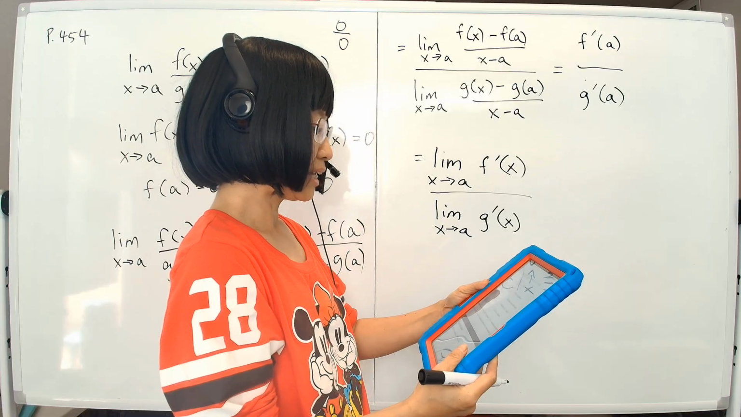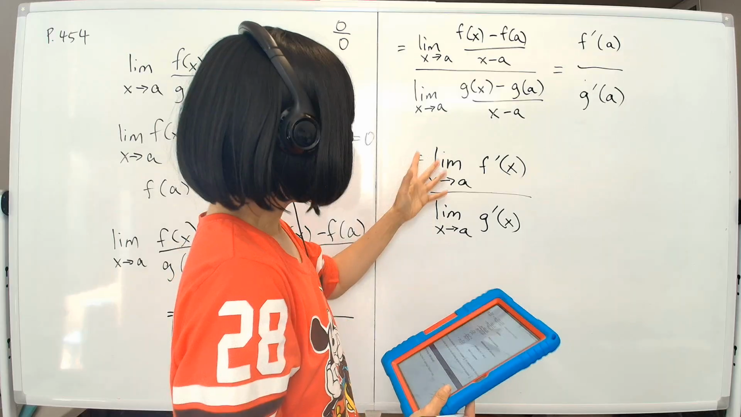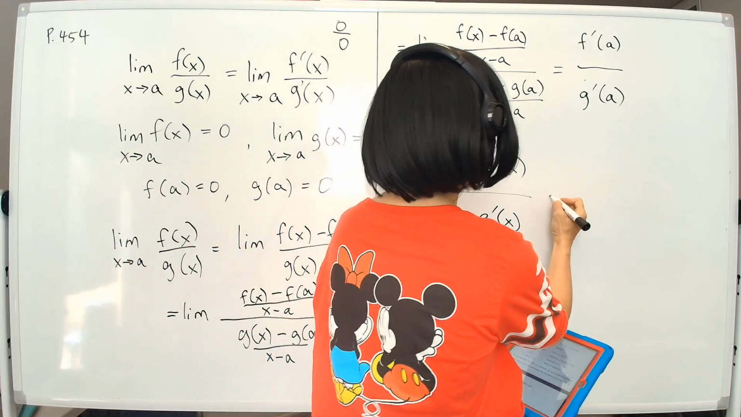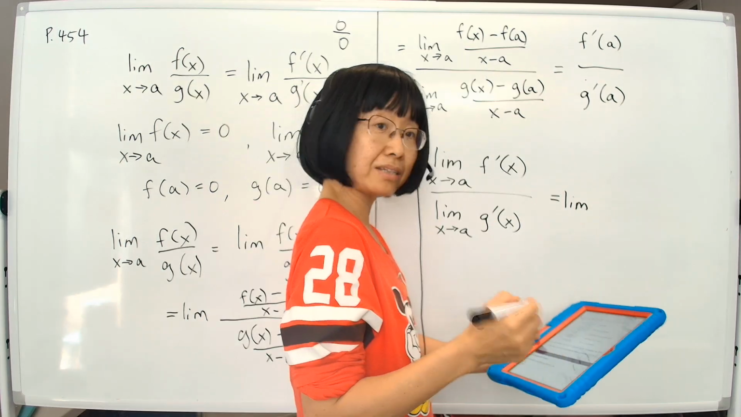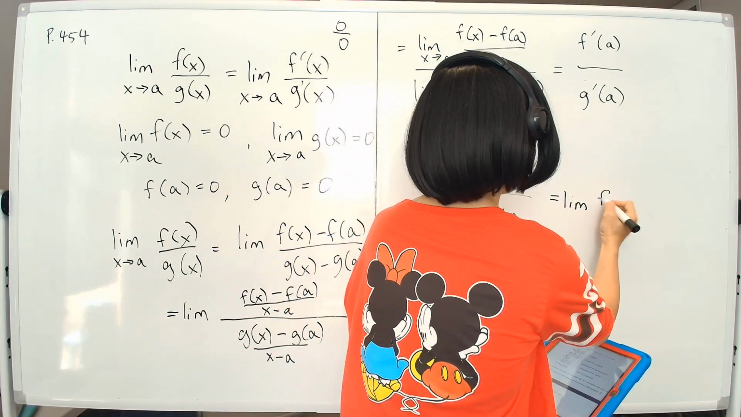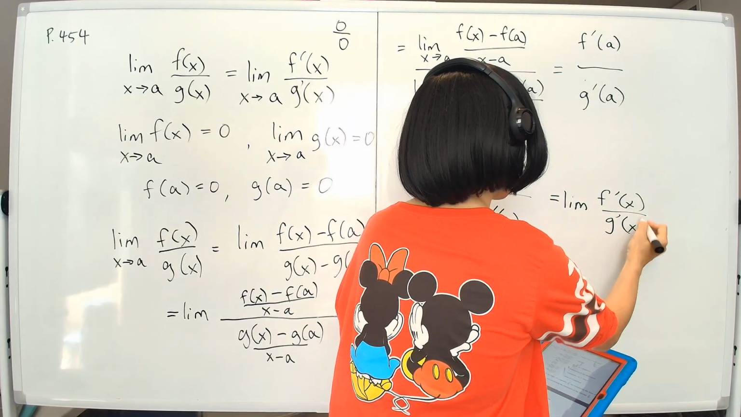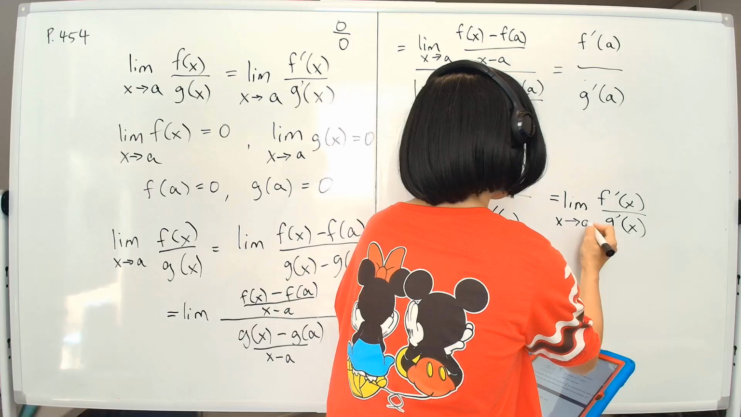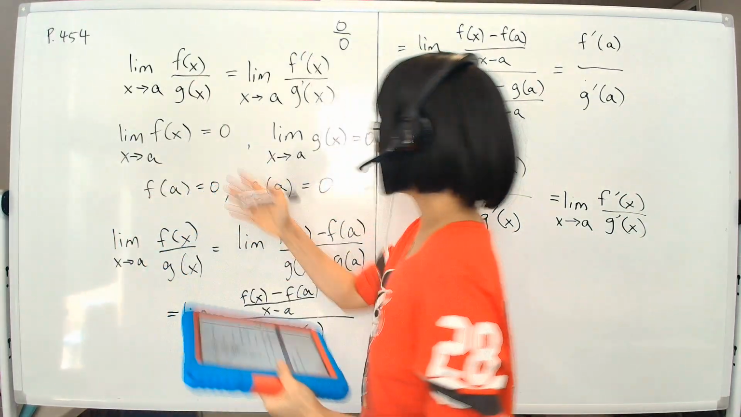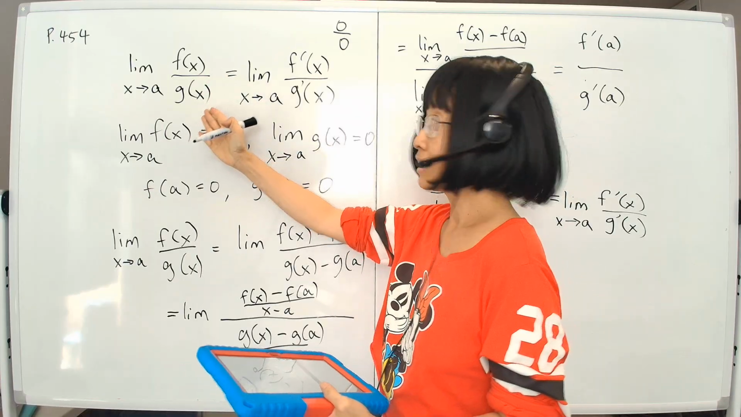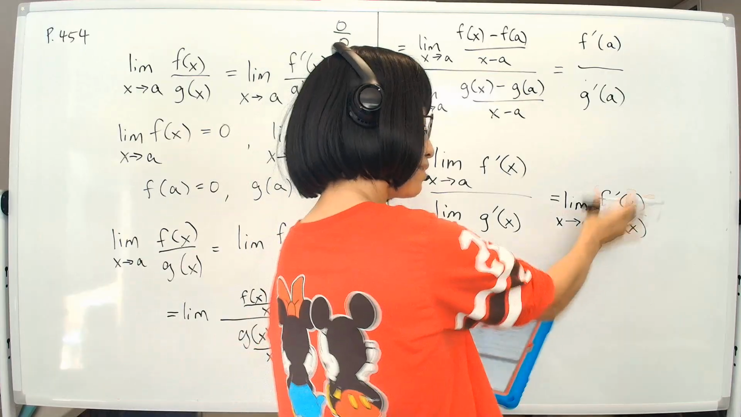Is that our answer? Okay, then one more step. We can take the limit of the quotient out because everything's continuous. So that equals the limit of f prime of x over g prime of x as x approaches a. So that completes the proof. That's what we were trying to prove before. See, right here, f over g is the same as f prime over g prime as x approaches a, and we have arrived at that answer.